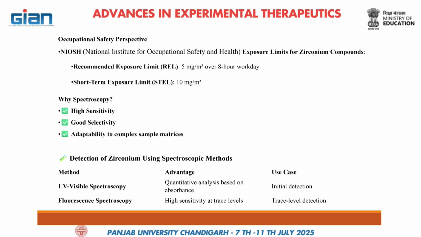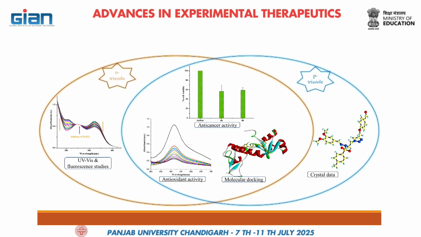So it is very important to determine the level of zirconium in biological systems as well as the environment. We can use spectroscopic methods. The reason for using these methods is that they show high selectivity, sensitivity and adaptability to complex sample matrices. In this study, we have used spectroscopic methods, UV-visible spectroscopy and fluorescence spectroscopy.